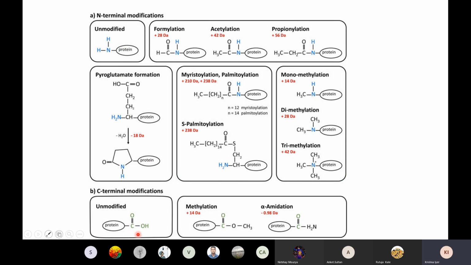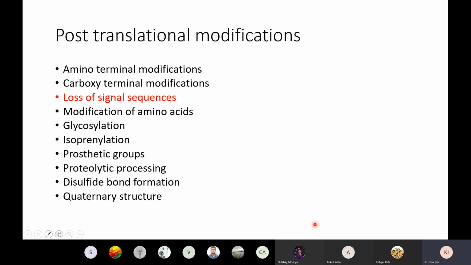Likewise, at the C terminal, you can get methylation, that is esterification, or amidation, where the OH group is replaced by an NH2. Such changes are very common, and these occur after the protein has been formed and released from the ribosome.